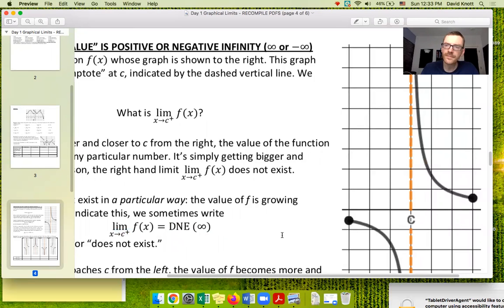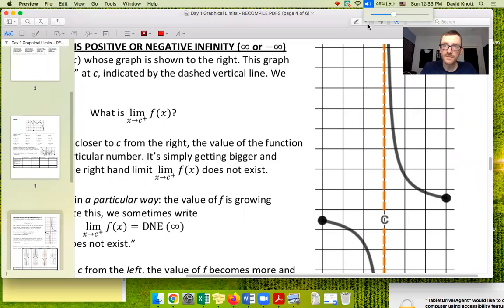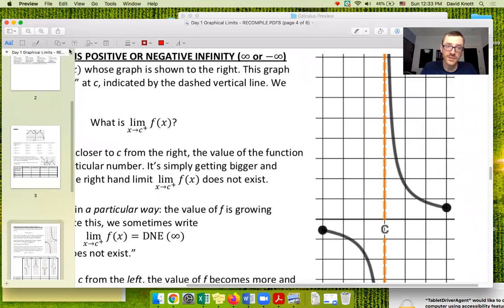So the thing is, this limit doesn't exist. First of all, let's be clear about why that is. A limit only exists if the value of the function is getting closer and closer to a number. You can say that this function is getting closer and closer to infinity, and that's true, but infinity is not a number. So as x approaches c from the right, its value is not getting closer and closer to a number. Rather, it's just getting larger and larger. And because it's not getting closer and closer to a number, we say that the limit doesn't exist.